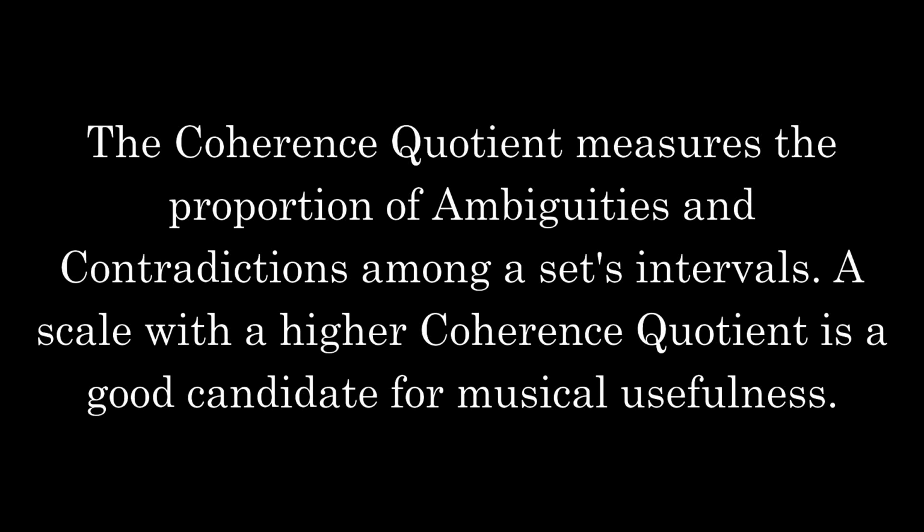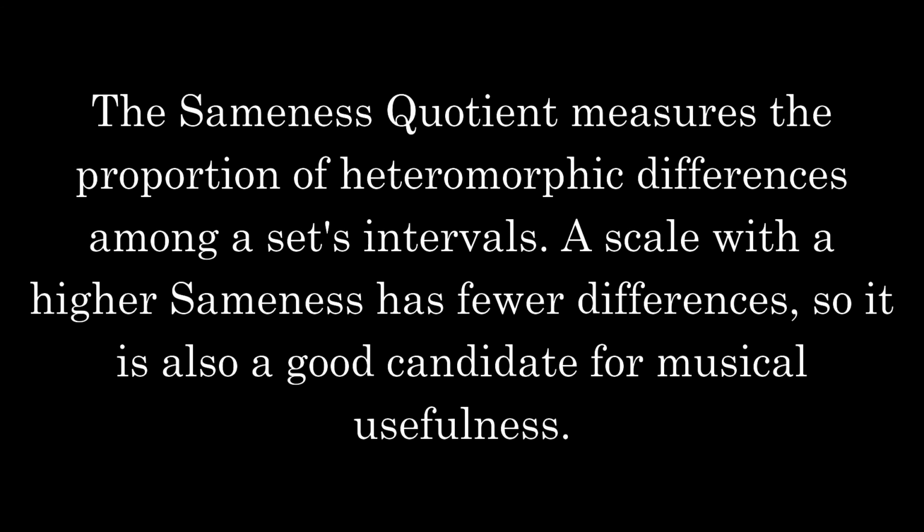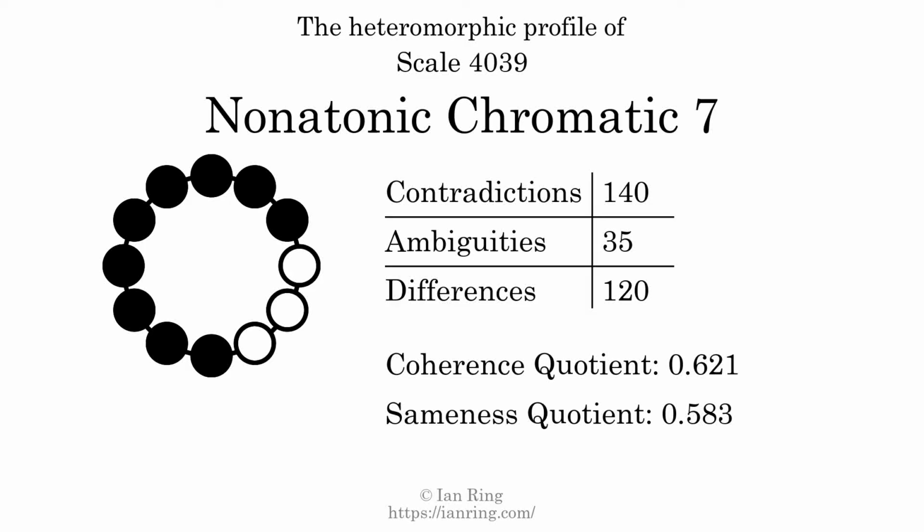The coherence quotient measures the proportion of ambiguities and contradictions among a set's intervals. A scale with a higher coherence quotient is a good candidate for musical usefulness. The coherence quotient is 0.621. The sameness quotient measures the proportion of heteromorphic differences among a set's intervals. A scale with a higher sameness has fewer differences, so it is also a good candidate for musical usefulness. The sameness quotient is 0.583.